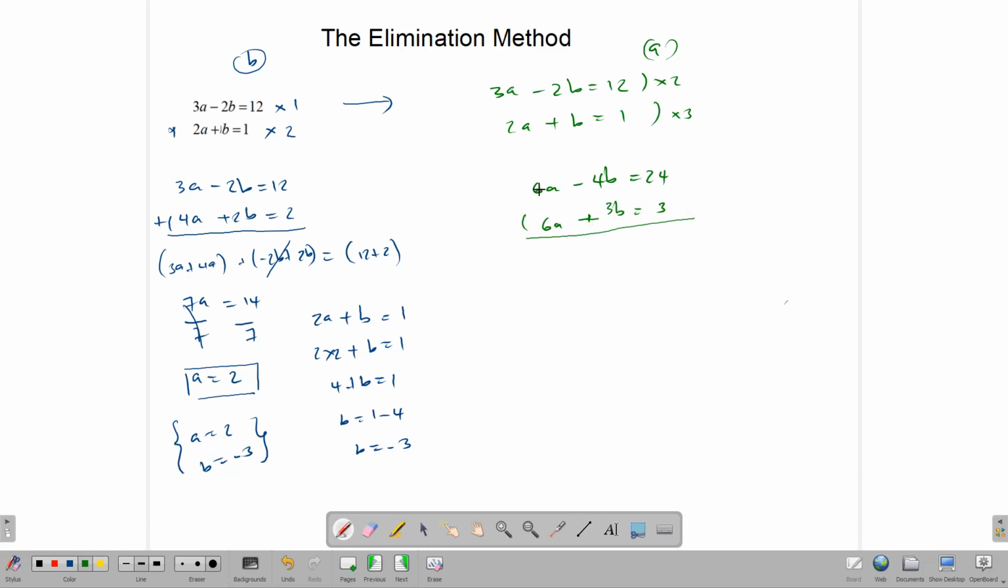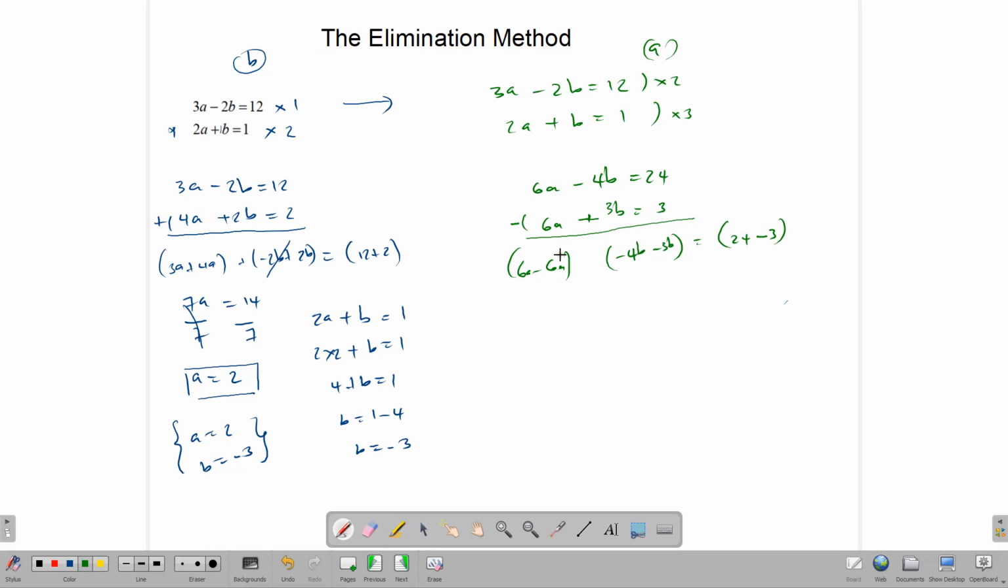Now we are going to look at the signs of our a. Here we have a plus 6a and a plus 6a, and because both are the same, we are going to subtract the equations. In eliminating our b, one was positive and one was negative. They were different, so we added. But the signs of the a are the same, so we're going to subtract these two equations now. 6a take away 6a, minus 4b minus 3b, and 24 take away 3.